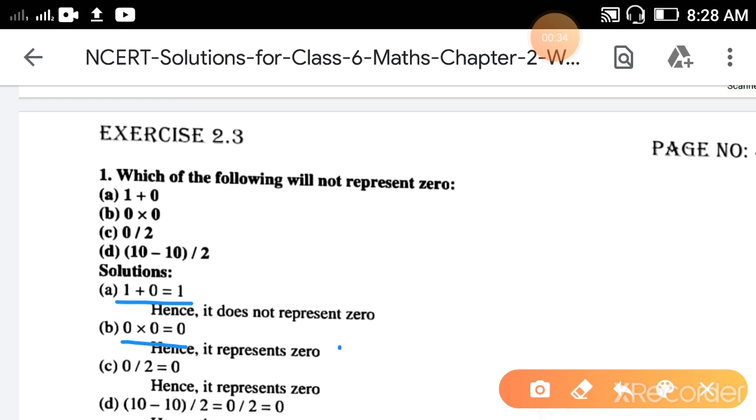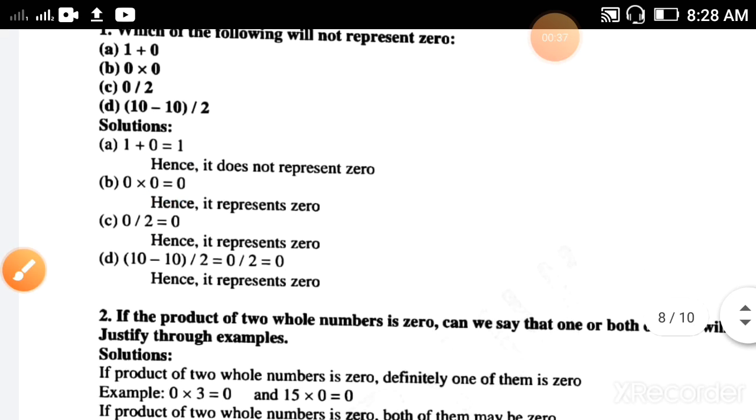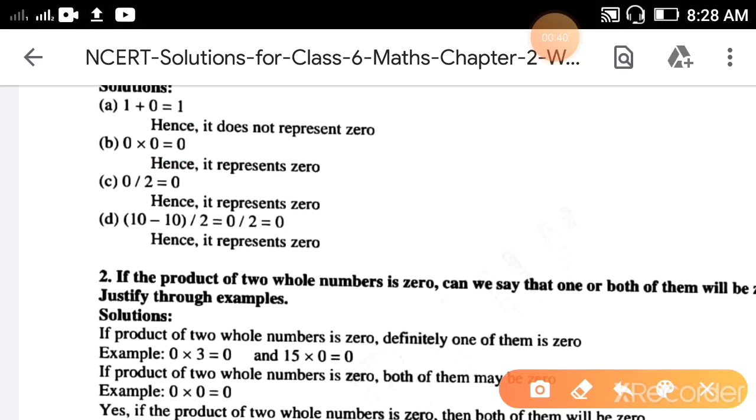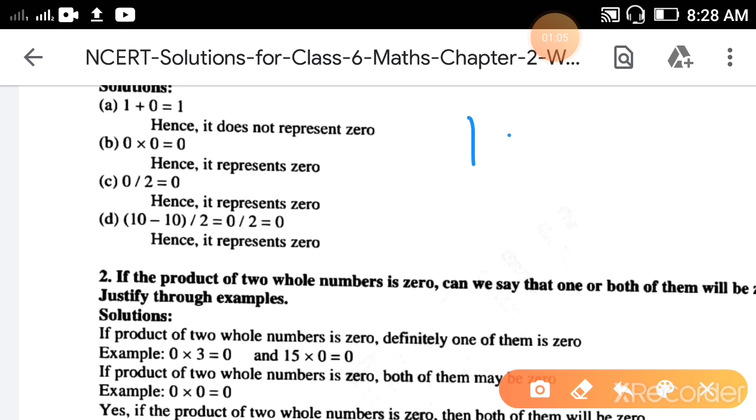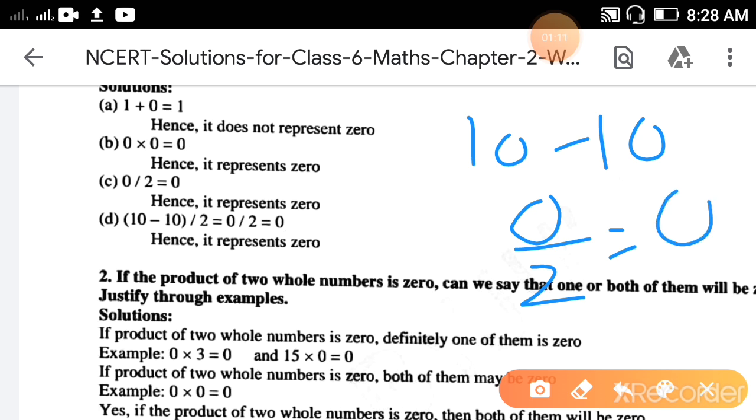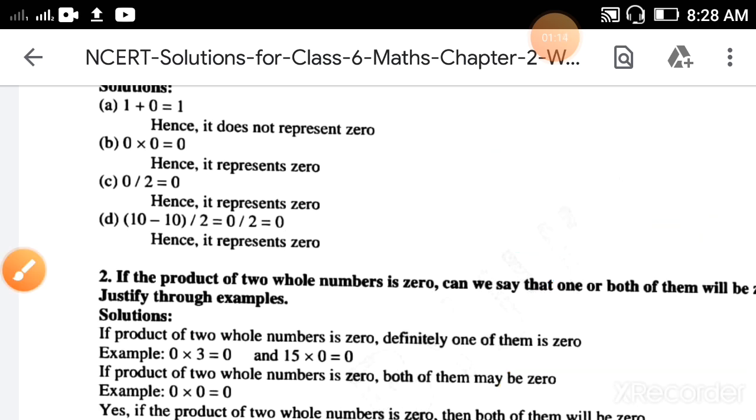So it represents 0. C, 0 divided by 2. In division, if the numerator is 0, whatever number you take, your answer will always be 0. Hence, it represents 0. If you are getting answer 0 by performing any operation, then it means it represents 0. D, 10 minus 10 divided by 2. So 10 minus 10 you will get 0, divided by 2. So the answer is 0. Hence it represents 0.